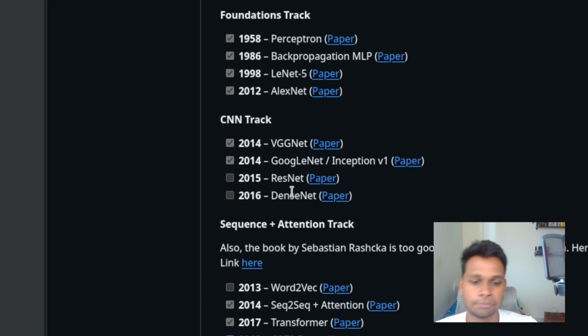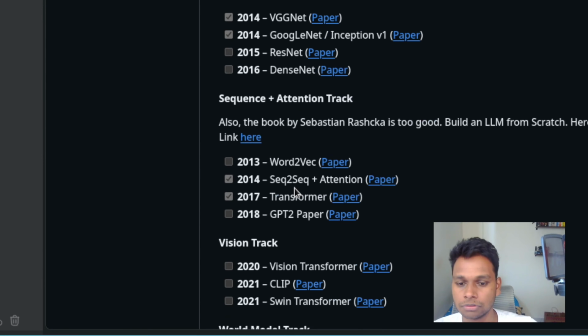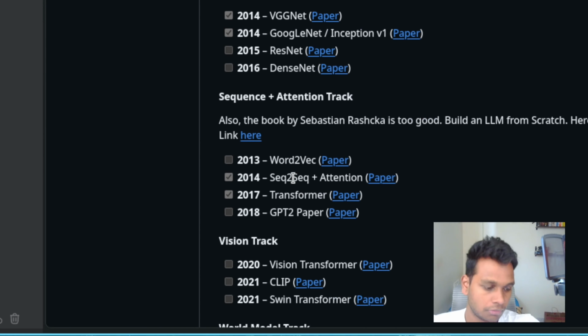Honestly, I jumped to the sequence to sequence paper. This was the first paper where attention was introduced, and right after this paper, I read the Transformers paper. I didn't implement these two papers. That's one thing which I need to do in the future.